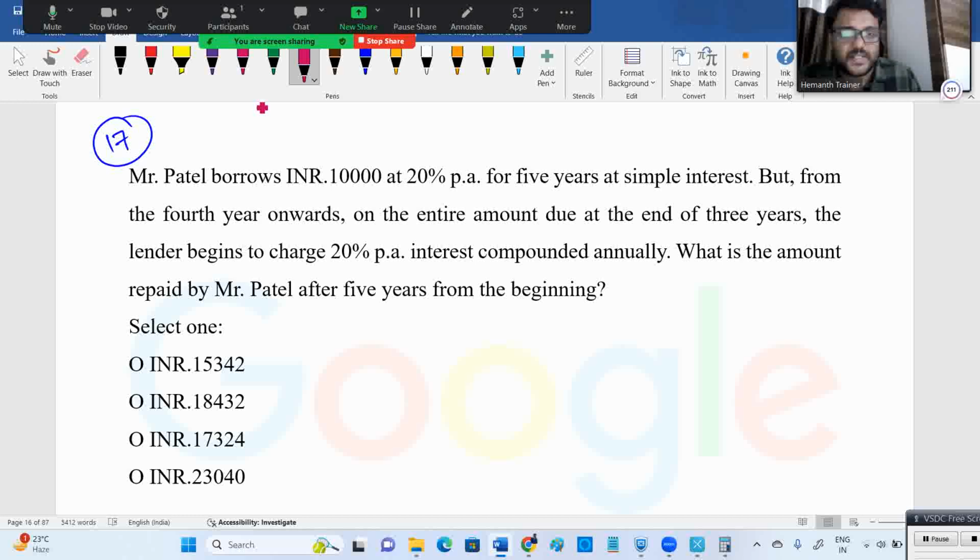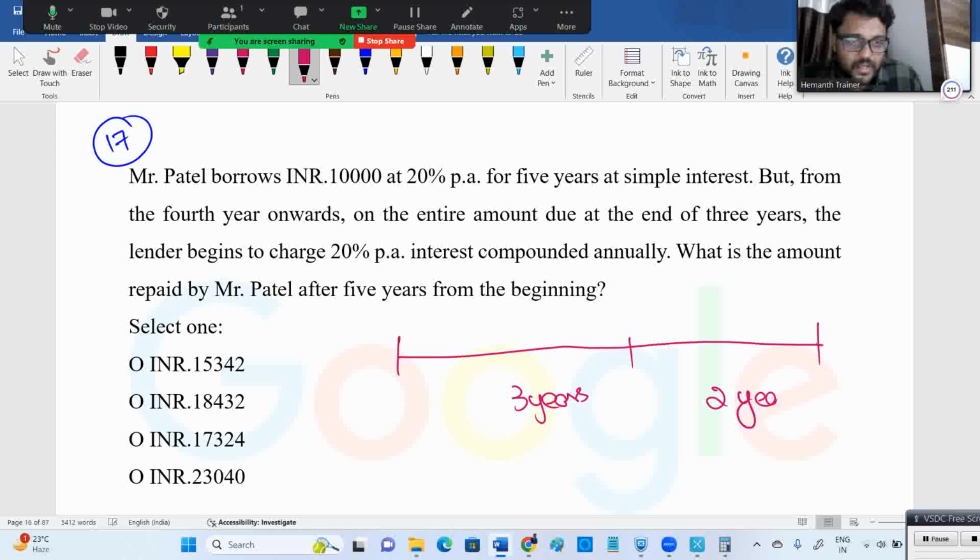10,000 rupees at 20% per annum for 5 years at simple interest, but from the fourth year onwards, on the entire amount due at the end of 3 years, the lender begins to charge 20% compound annually. This question is there in TCS also. So total 5 years, right? First 3 years they are applying the simple interest concept. Then last 2 years they are applying the compound interest concept. First 3 years they gave 10,000 rupees at 20% per annum. This is the simple interest concept they applied.